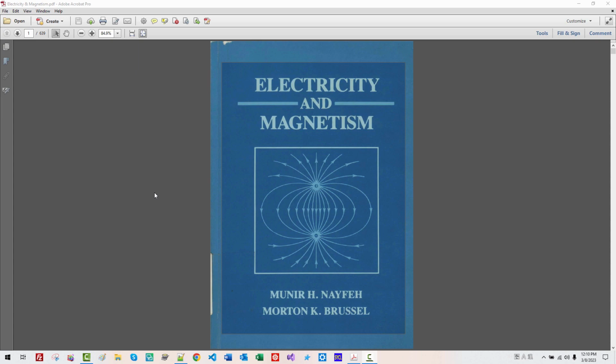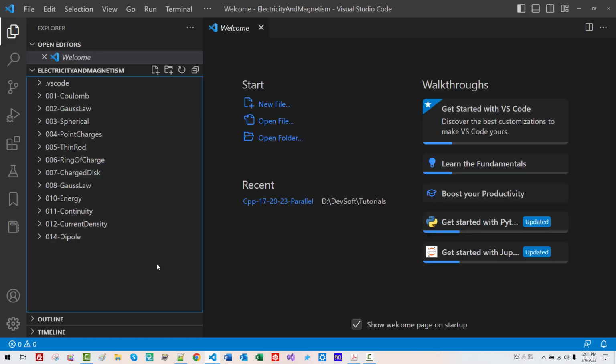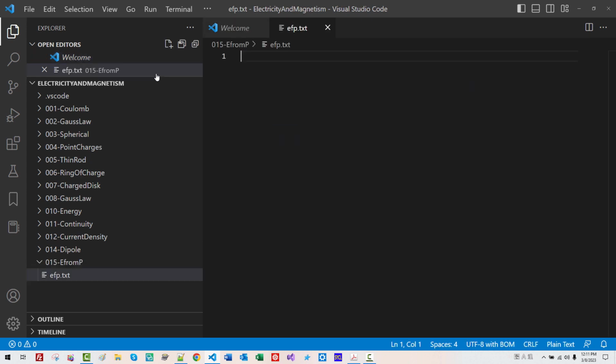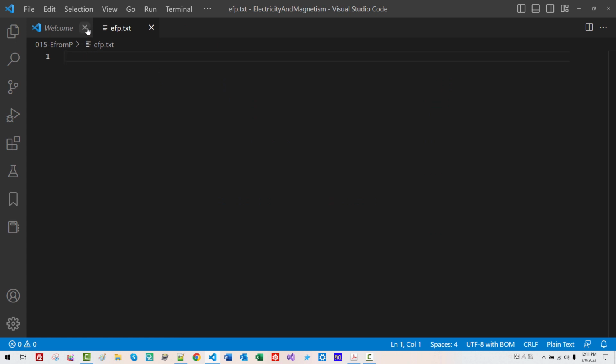Without further ado, let's get started. Open up Visual Studio Code. Select empty space. Click this button. 015 E from P. Click this button. EFP.txt. Hit enter. Ctrl V. I will close the welcome window.